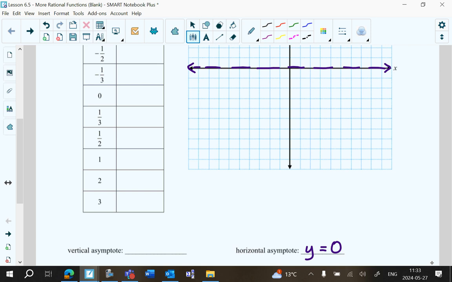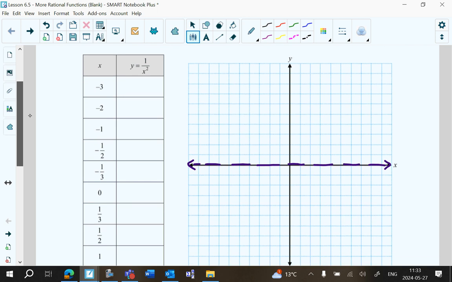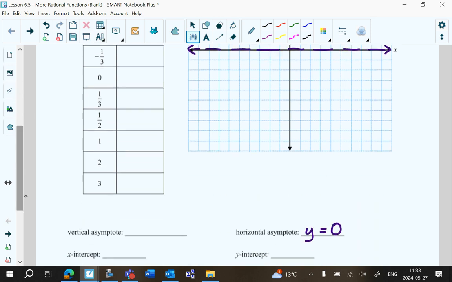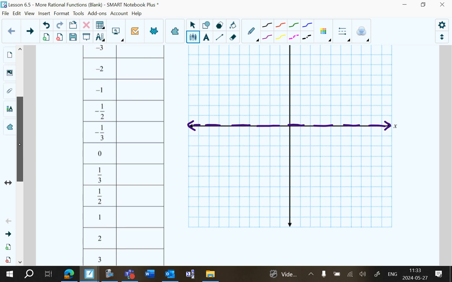Remember how we found the vertical asymptote? The vertical is the same as the non-permissible value. What value of x would make this function undefined? 0. So that means x cannot be 0, which means the vertical asymptote is x equals 0. So it's going to be the same.